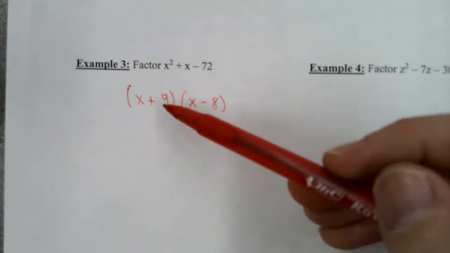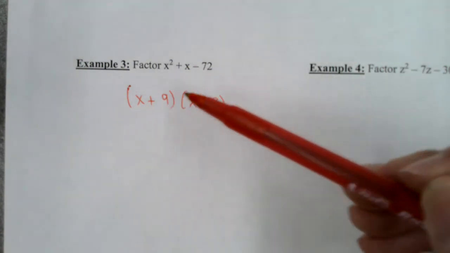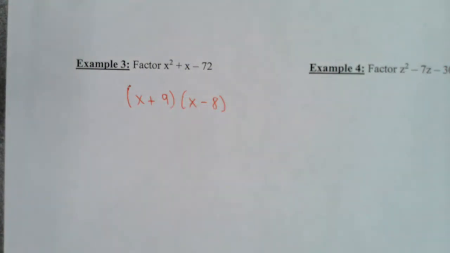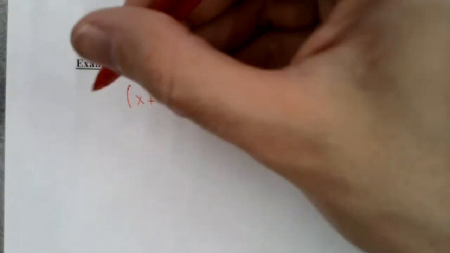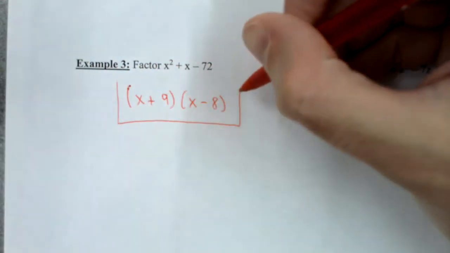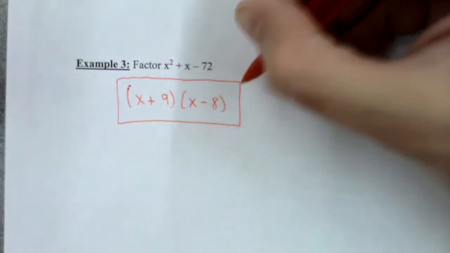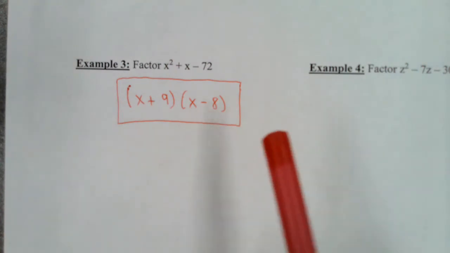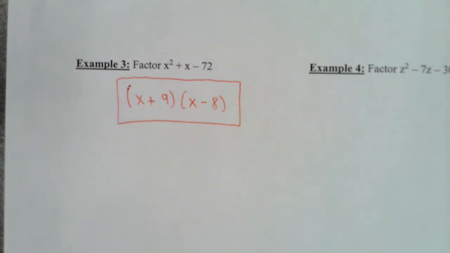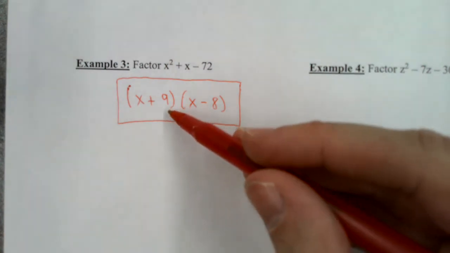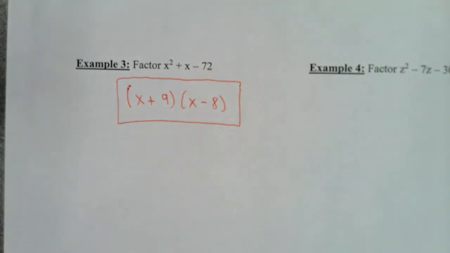If you accidentally switch them and you say positive 8, negative 9, that is incorrect because positive 8 and negative 9 do not add to equal 1. So this is the answer, and this is the only answer. Now you could switch these two around. You could say x minus 8 first and then x plus 9. That's fine. But the 9 has to be positive and the 8 has to be negative.